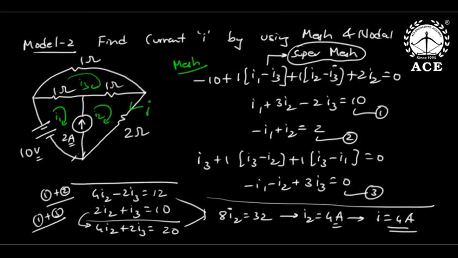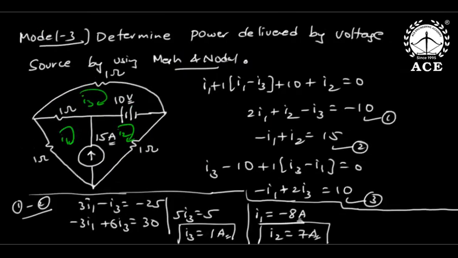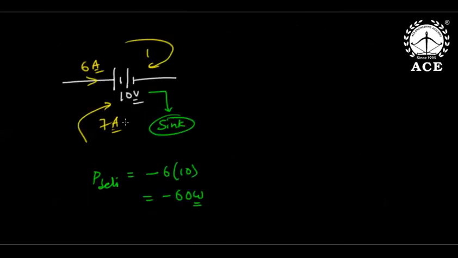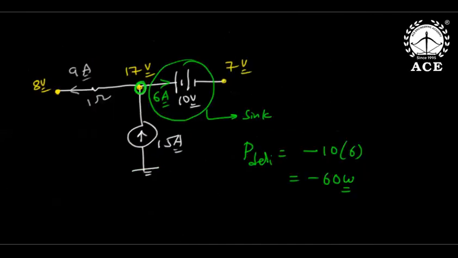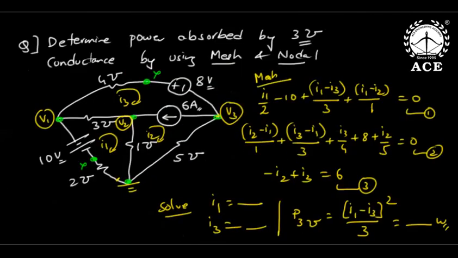Then in model 2, I took current source as a common branch between two meshes. It is called super mesh. Open and write KVL. Then in model 3, I took voltage source as a common branch between two principal nodes. That is called super node. Here, short circuit and write KCL. That was the interesting observation. So we understood what is super mesh, what is super node. Now anything will be a combination of that only.